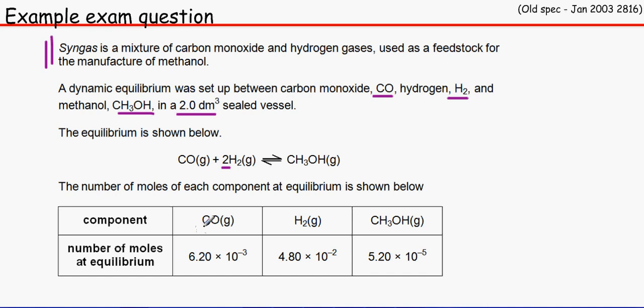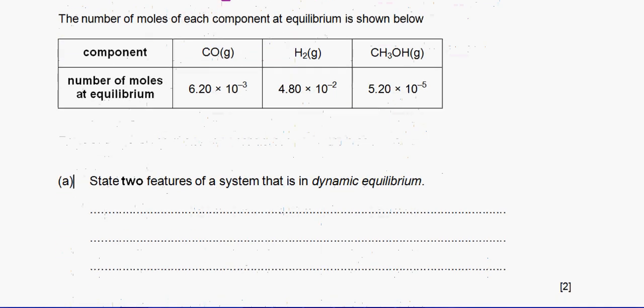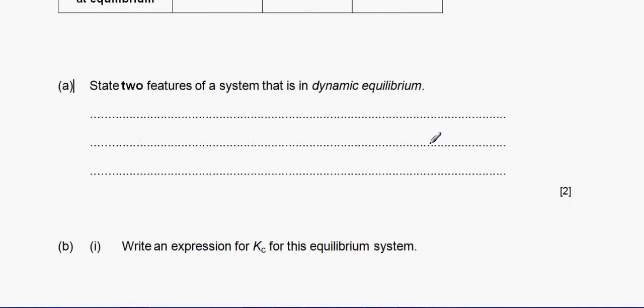So we've got these components and we've got the number of moles at equilibrium. So at equilibrium we can see that 6.2 times 10 to the minus 3 moles of carbon monoxide gas was present at equilibrium. So the first question is, state two features of a system that is in dynamic equilibrium.